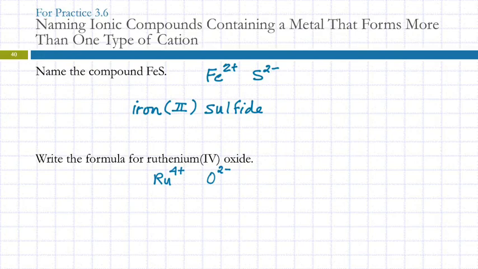So how do I put +4 and -2 together? I need 2 of the oxygens, right? So if I add another oxygen in there, I've got a total of -4 over here and a total of +4 over there. So I need 2 oxygens. So this is going to be Ru, nope, RuO2. Any questions?